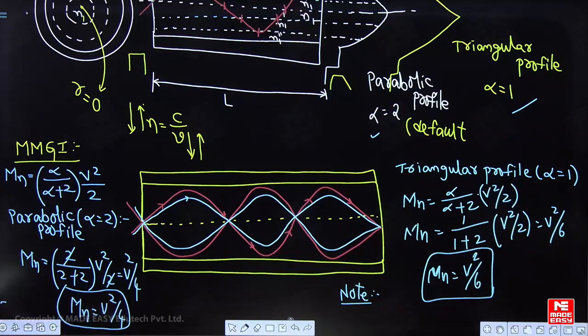Next point: light rays propagate down this fiber through refraction rather than reflection, and continuous bending of the light rays.